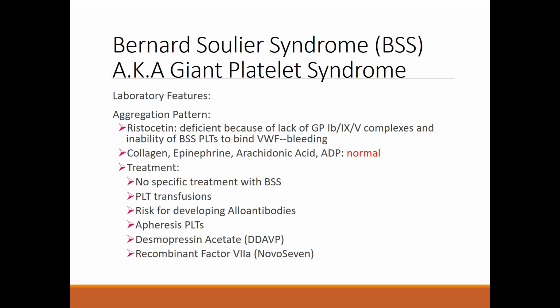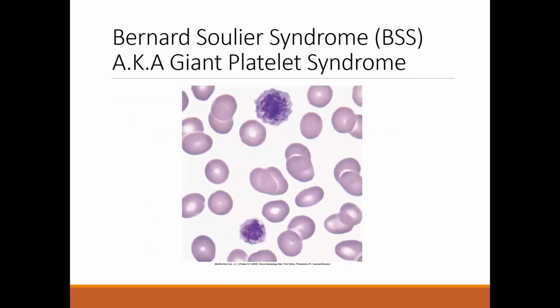There is no specific treatment for Bernard-Soulier syndrome, but it's been treated with, again, platelet transfusions and monitoring for the risk of autoantibodies, so using pre-storage leukoreduced platelets or apheresis platelets. Most recently, there's been the use of desmopressin acetate and recombinant factor 7 or NovoSeven.